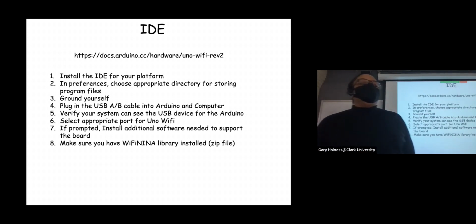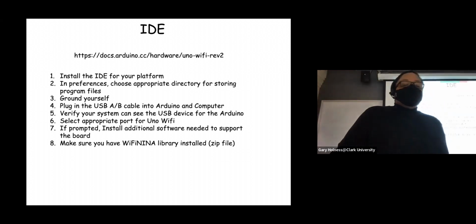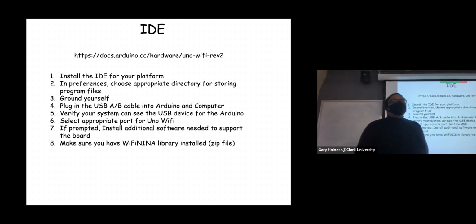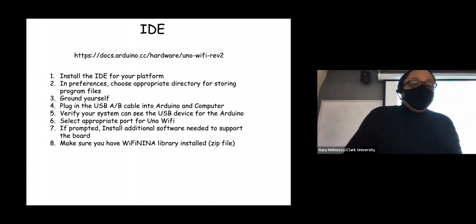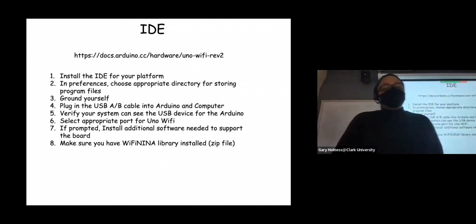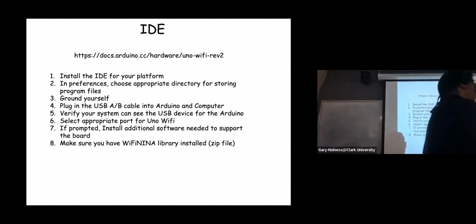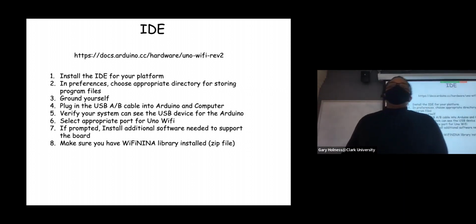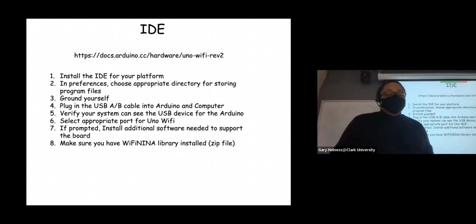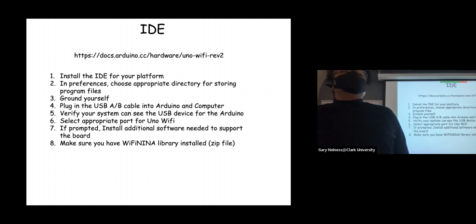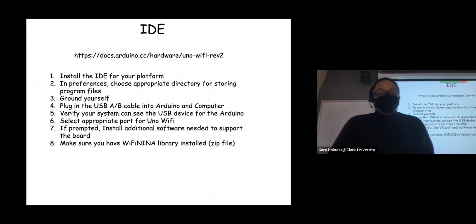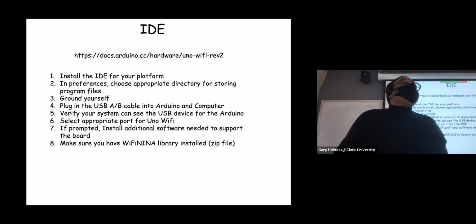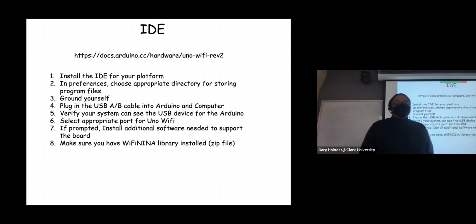And so one of the things you're going to do in lab this afternoon is install the IDE platform, and then choose where you're going to put all of your projects. You're going to ground yourself, and then plug in your USB cable to your Arduino. Then you're going to verify that the drivers on your system can actually see the USB device for the Arduino Wi-Fi. Is your system seeing it? Then you're going to select the appropriate port. We'll talk a little bit about that in the lab, because you have to identify where the machine sees and the IDE sees your board in order to interact with it.